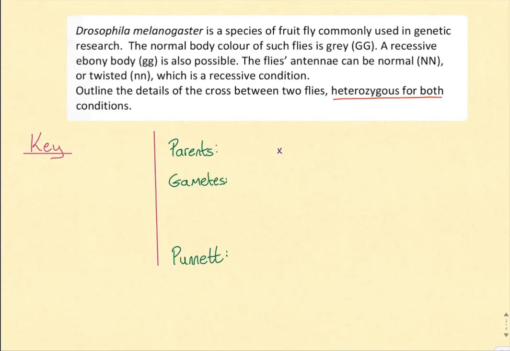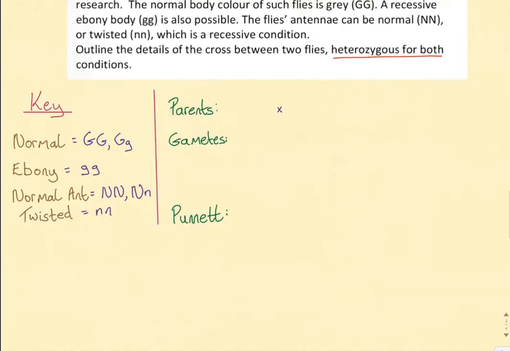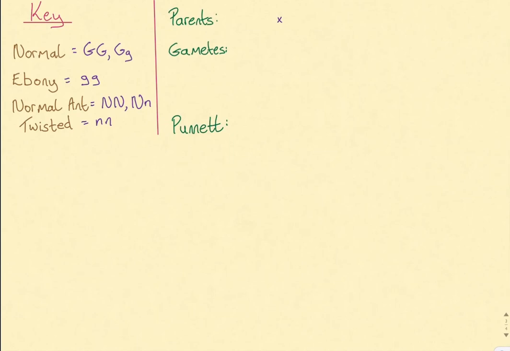From reading the text, we can see this will be a dihybrid cross. The question is asking us to provide the potential offspring, genotypes and phenotypes. We read the paragraph and write down our key. Next, we record the genotypes of the parents. They are both heterozygous.